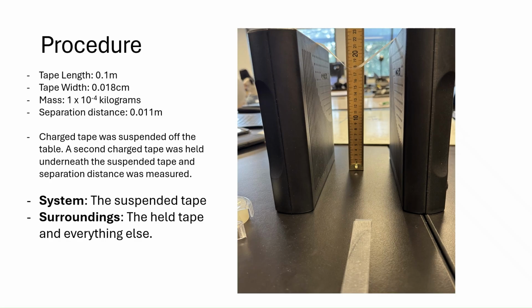The dimensions of the tape are shown here, with the suspended tape having a mass of 0.1 grams. One charged tape was suspended off the table whilst the second charged tape was held underneath. The separation distance required to levitate the suspended tape was then measured at 1.1 centimeters. Here, the system is defined as the suspended tape, whilst we define the surroundings as the held tape and everything else.